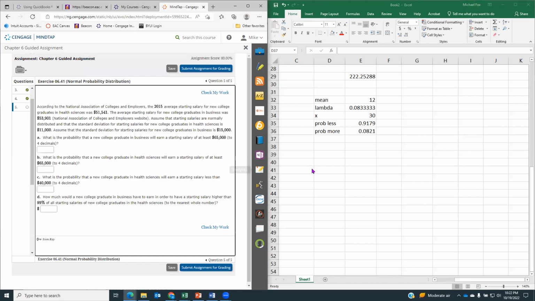The last one says, according to the National Association of Colleges and Employers, the 2015 average starting salary for new college graduates in health sciences was $51,541. The average starting salary for new college graduates in business was $53,901. Hooray for business, we're making more. Assume that starting salaries are normally distributed and that the standard deviation for starting salaries for new college graduates in health sciences is 11,000, and the standard deviation for graduates in business is 15,000.